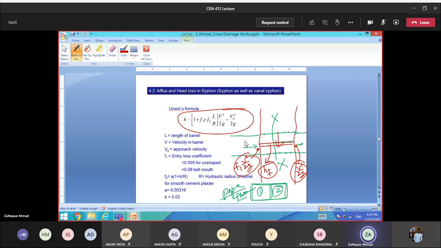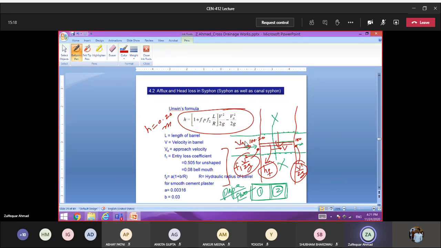In this case, F1 and F2 are the coefficients. The values of those are given here. VA is the approach velocity, and V is the velocity in the barrel. So you can get how much the loss is. This loss is nothing but the heading up of the water. So if, let us say, H comes out to be about 0.2 meter, this means that if you have a level of 100 here, the level here will be 100.2, because 0.2 meter is the loss.